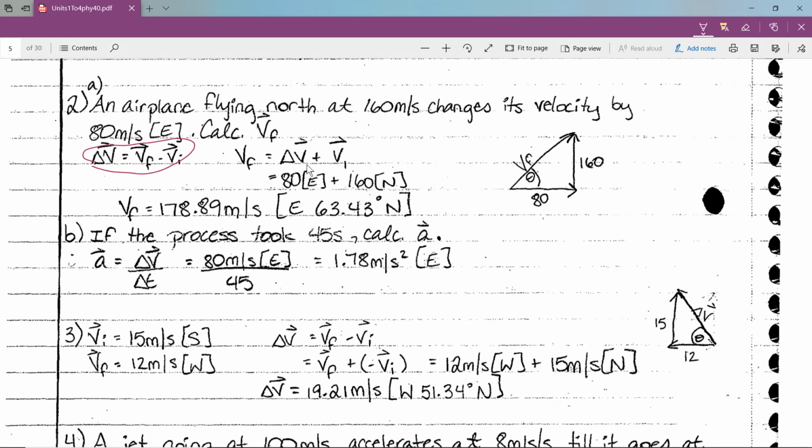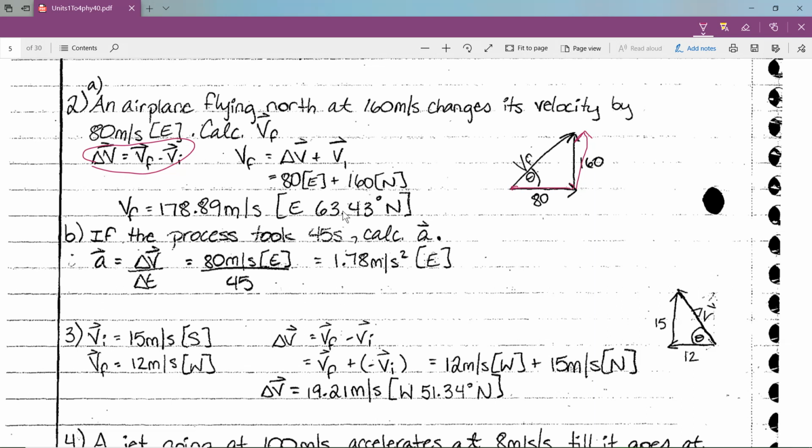So v final is delta v plus v initial. Change in velocity is delta v, 80. I leave off the units. Sometimes people do that, leave off the units until the end and put them in just to prevent things from cluttering up. So I'll do that here. I go 80 meters per second east plus 160 going north. So I've got 80 east and then 160 north. I add those as vectors. These are nice. I don't need some fancy vector collector because these already are legs of a right angle triangle.